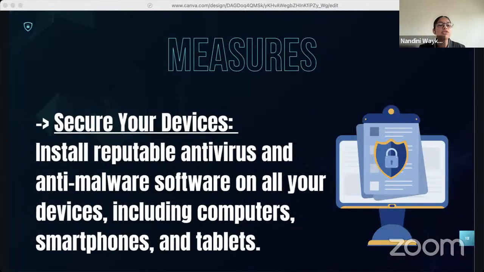Next is to secure our devices. This is also very important, especially in computers. We should install reputable antivirus and anti-malware software on all of our devices, most importantly your computers, your smartphones, and your tablets. Keep your devices locked with a PIN, a password, or biometric authentication, which is the safest way, as it is very hard to hack. And consider encrypting sensitive data stored on our devices.